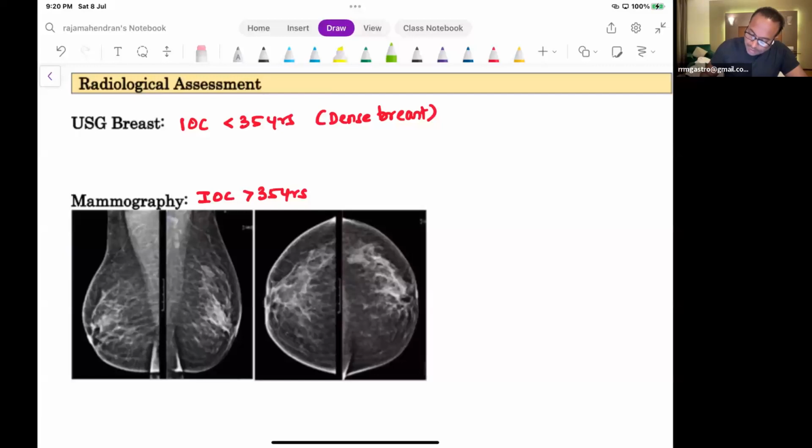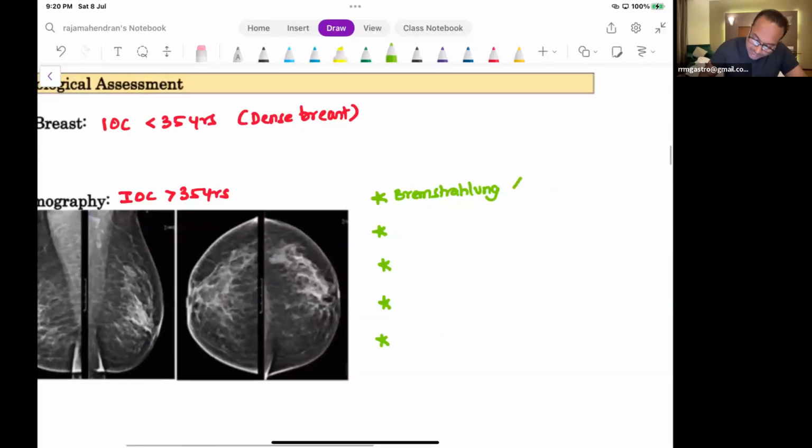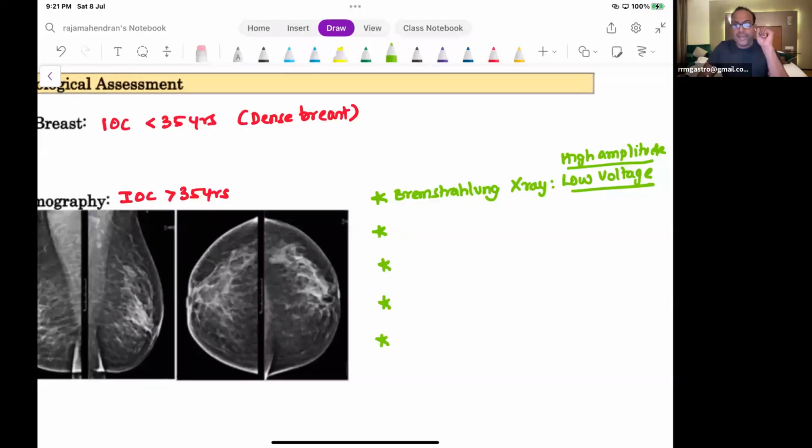5 basic points I want you to remember for a lifetime about mammography. 5 golden rules. Mammography is what? Mammography is a Bremsstrahlung X-ray. It is not a conventional X-ray. It is a different type of X-ray, a low voltage X-ray. High amplitude, low voltage type of X-ray, which you will understand only when you read radiotherapy in detail. But high amplitude, low voltage X-ray is Bremsstrahlung X-ray.